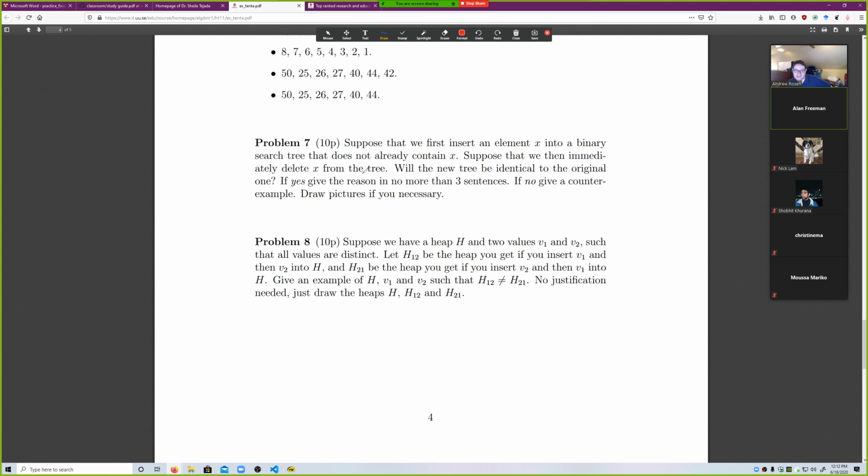So, all right, insert an element X into a binary search tree that doesn't already contain X. Then immediately delete it. Is it the same tree? Will the new tree be identical?